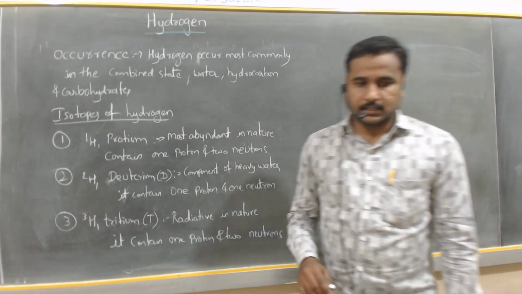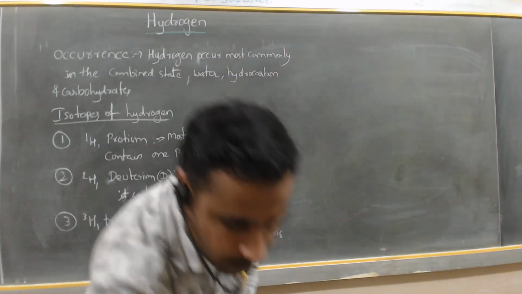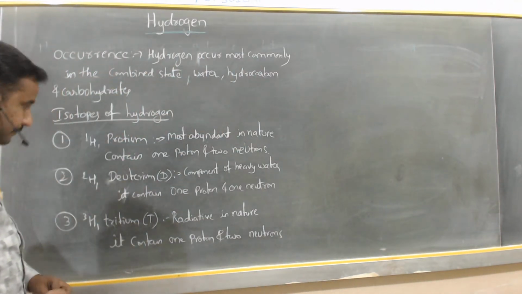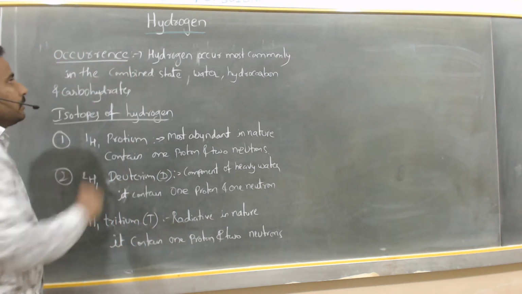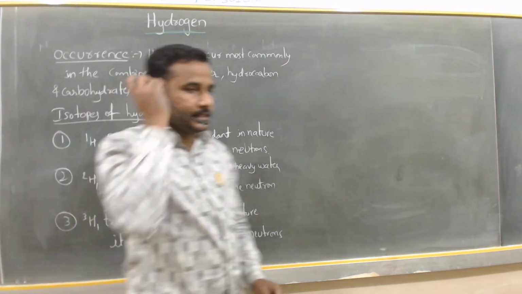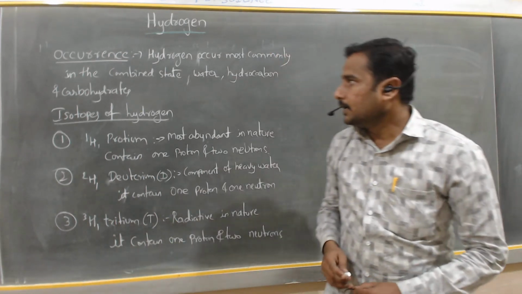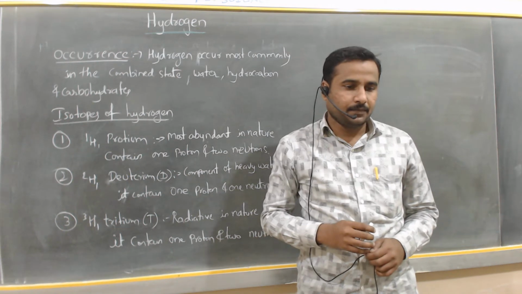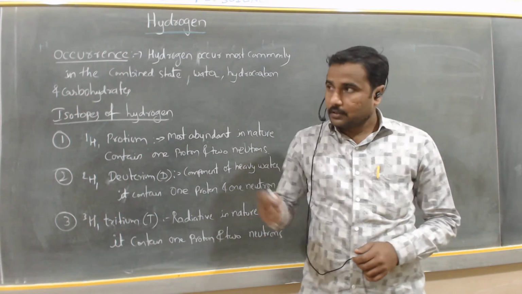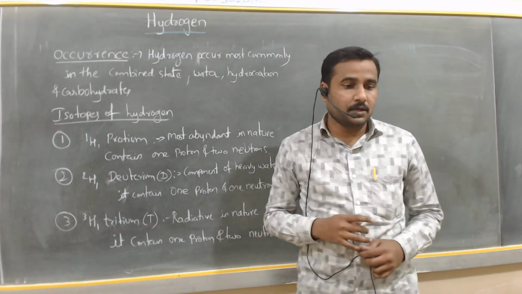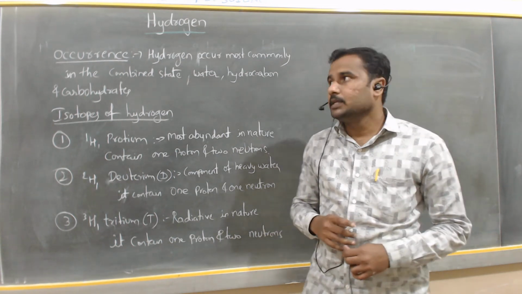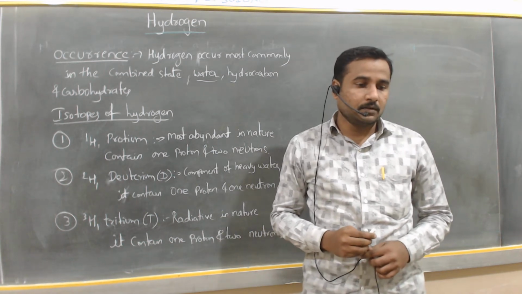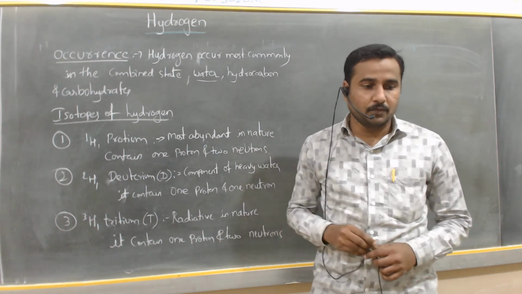Okay, students. The next concept is occurrence. How is hydrogen present? Hydrogen is present in the form of combined states. A large amount of hydrogen compounds are used here. Mainly it is water, H2O.